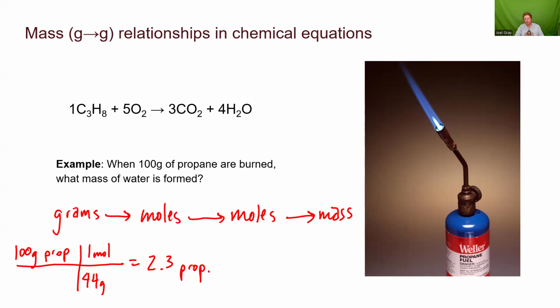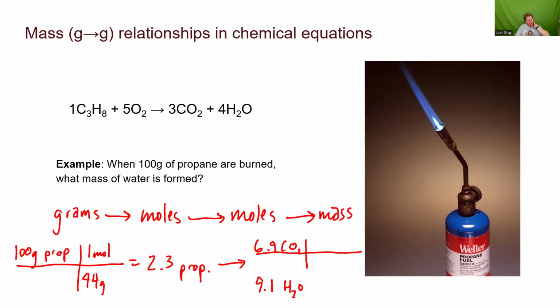So what does that mean for the number of moles of CO2? Well, that would mean that we're going to get 6.9 moles CO2, and then 2.3 times 4 is going to be my moles of H2O. So that'll be 9.1 H2O.